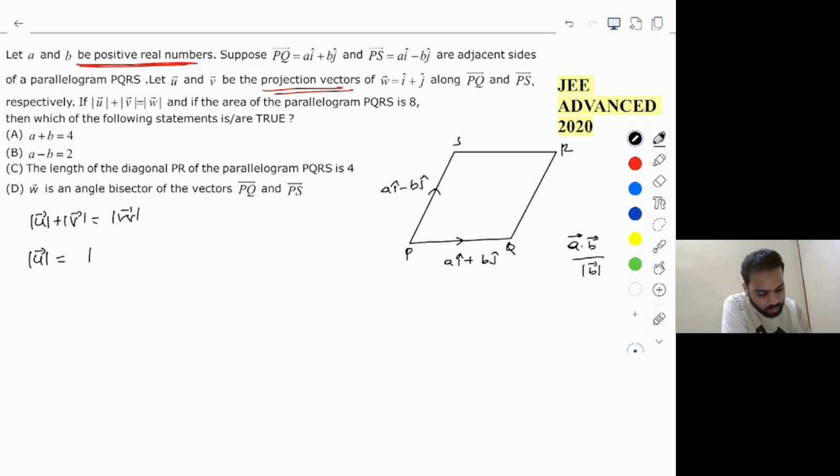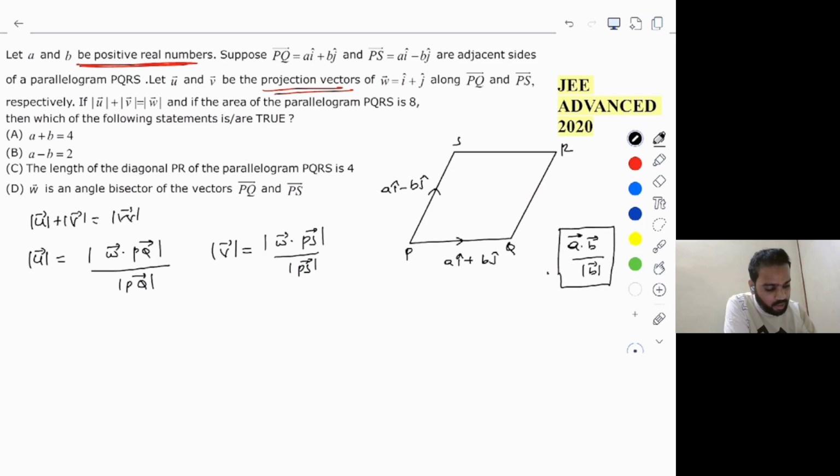So let's write down the formula. Modulus of U bar will be equal to modulus of W bar dot PQ bar whole divided by modulus of PQ bar. And at the same time, we'll write down what is modulus of V bar also. So modulus of V bar is equal to modulus of W bar dot PS bar whole divided by modulus of PS bar, because we know the formula that the projection of A bar along B bar is given by A dot B divided by modulus of B. And since here they are talking particularly about only mod U and mod V, I have put the modulus sign here. Okay.